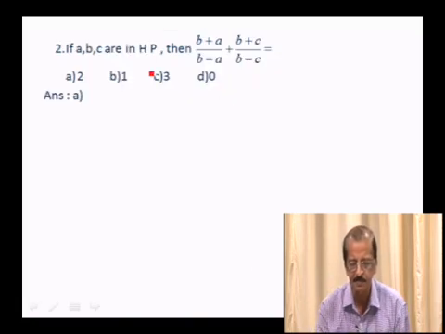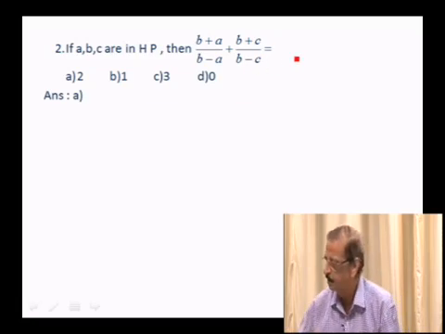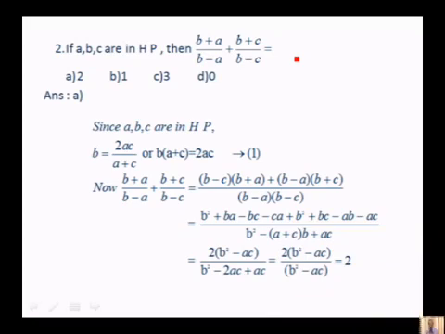If A, B, C are in HP, then B plus A over B minus A plus B plus C over B minus C is equal to what? Here I simplify B plus A over B minus A and B plus C over B minus C. Then you get B square minus (A plus C) into B plus AC in the denominator. But A, B, C are in HP, therefore B is 2AC over A plus C, or B into A plus C is 2AC. The important thing is you have to replace (A plus C) into B by 2AC here. If you replace that, you get 2 into B square minus AC over B square minus AC, which is equal to 2.